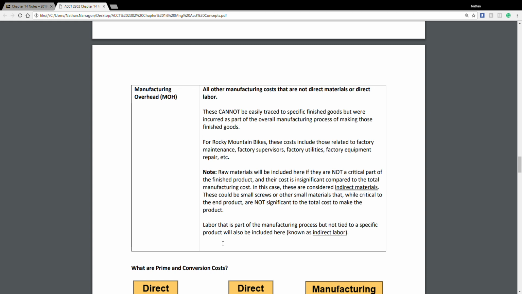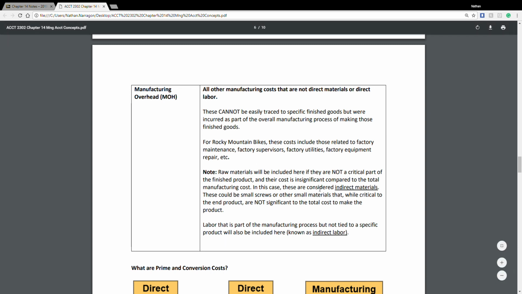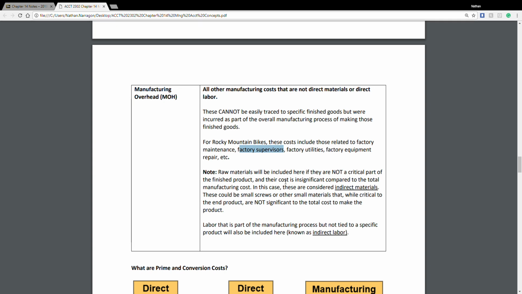They're indirect. So as long as they can't be traced, like the nuts and bolts, the tassels, they are kind of indirect. So raw material that is not a critical part, right there in the note, is considered indirect. Labor that is part of the manufacturing process but not specific to a product is also known as indirect labor. So factory supervisors are probably more indirect labor. They are not tied to anything. Okay?